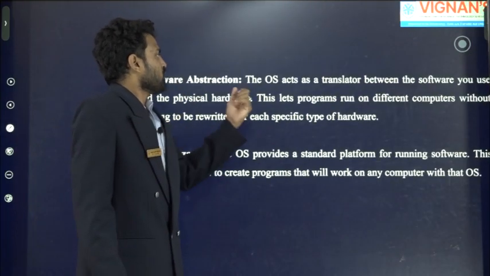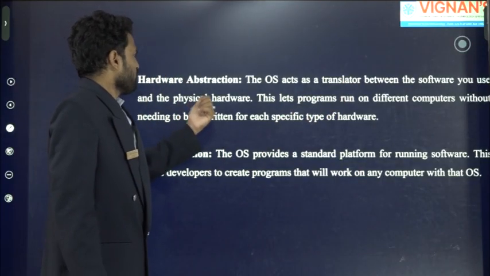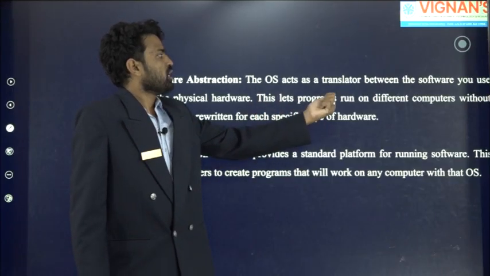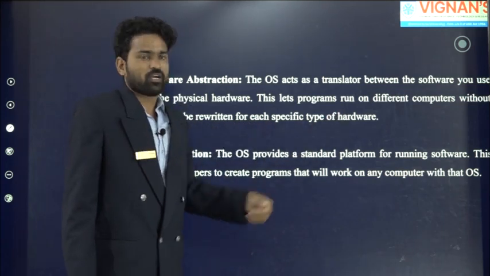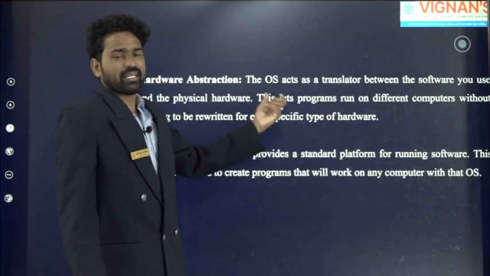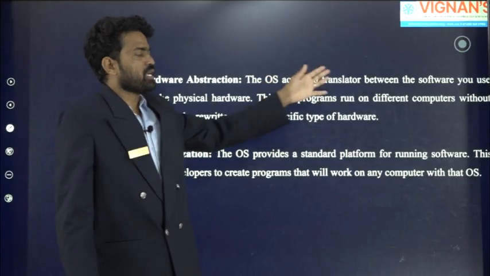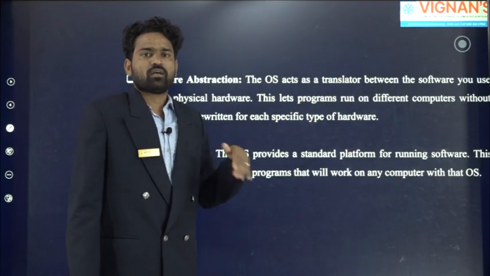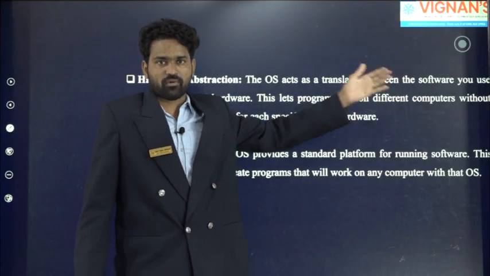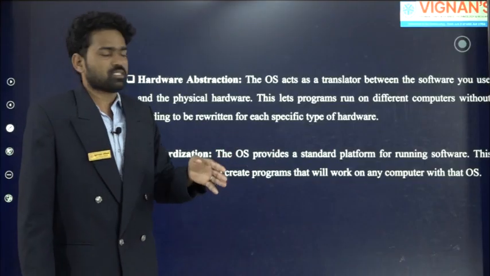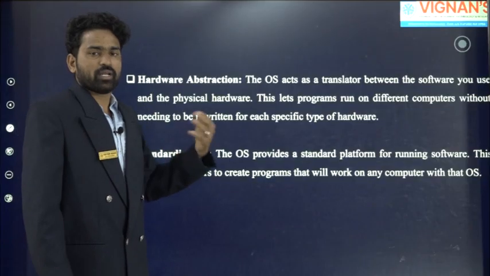Then hardware abstraction. The OS acts as the translator between the software used and the physical hardware. This lets programs run on different computers without needing to be rewritten for each specific type of hardware. So that means the OS acts as the translator between software applications and hardware. Software application means, in C language, what we have written in our English language. So the OS is going to convert the application language into binary forms, zeros and ones. Then these are handled by the hardware, and then we get our output here.